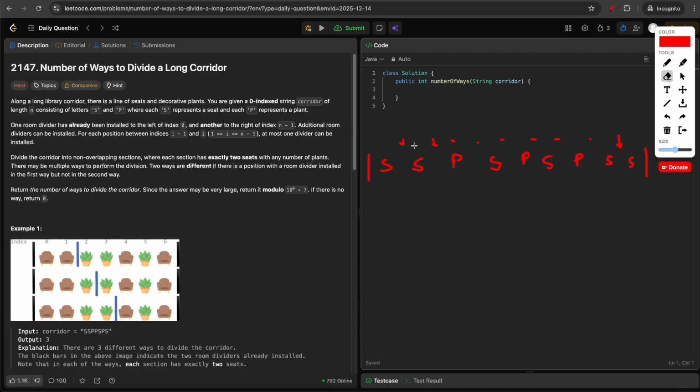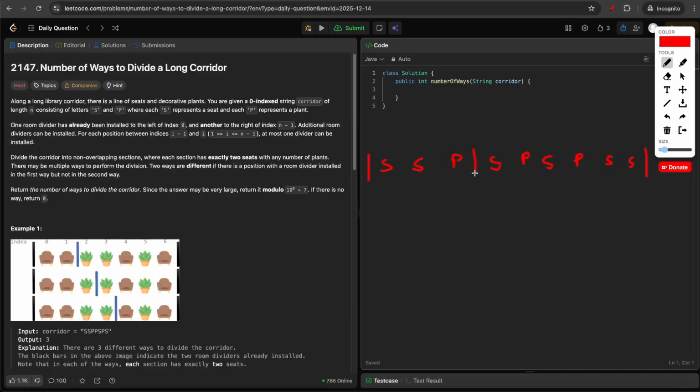So for example, in this input, a possible division is to add a divider here, then maybe add a divider here. By doing this, this is the first section which has exactly two seats, and this is the second section which has exactly two seats and two plants, and finally this is the last section which has again exactly two seats. So you can also have this as the division. This also works because here also two seats, and two seats.